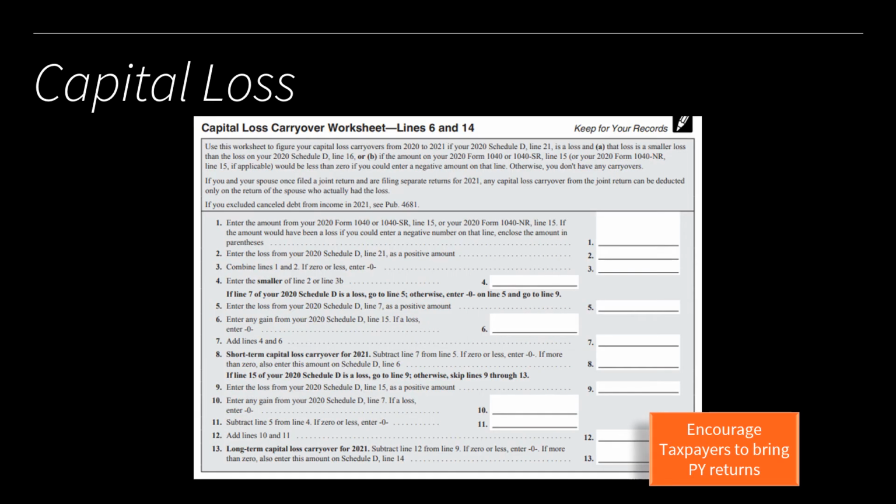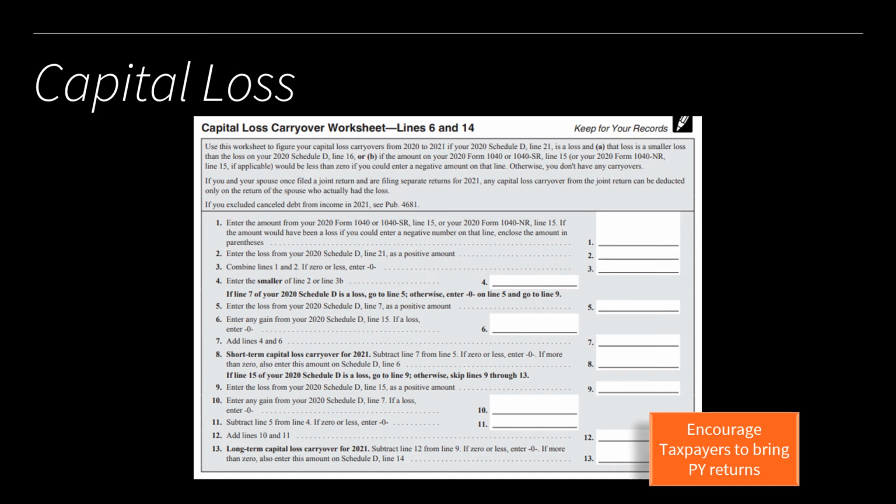And when we do a return that has a capital loss that's going to result in a carry forward, there is a capital loss carry forward worksheet that is generated. And this is important for our taxpayers to be bringing in year to year. So if they are having a carry forward, then we would encourage them to bring in that tax return the next year so that whoever performs their tax preparation will know that they have this capital loss that they can apply to their taxes in future years.